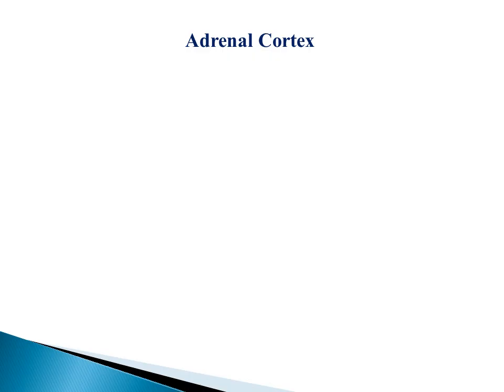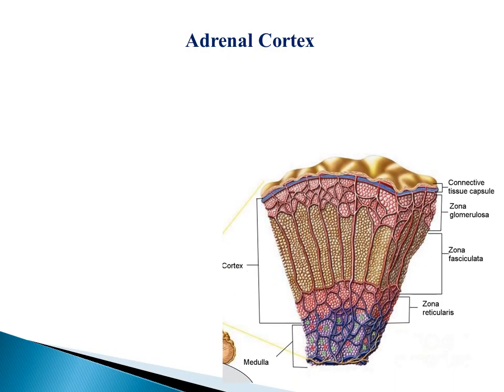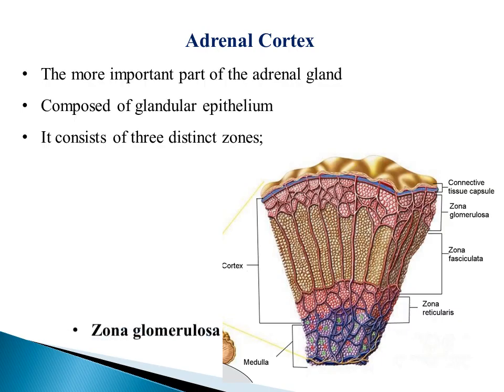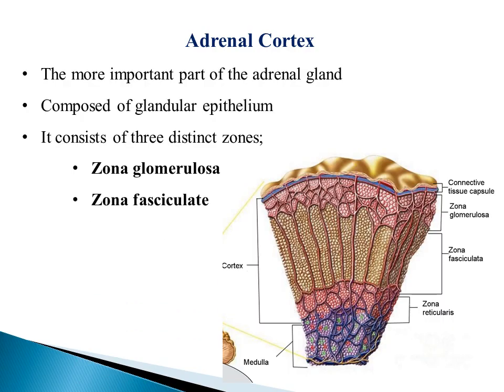First, the outermost region is the adrenal cortex. The adrenal glands are relatively small, weighing very few grams, and each has a complex internal structure. The outermost region is the adrenal cortex, the most important region of the adrenal gland, and it is composed of glandular epithelial cells. It consists of three distinct regions. The first one is the zona glomerulosa, the next one is the zona fasciculata, and the innermost region is the zona reticularis.